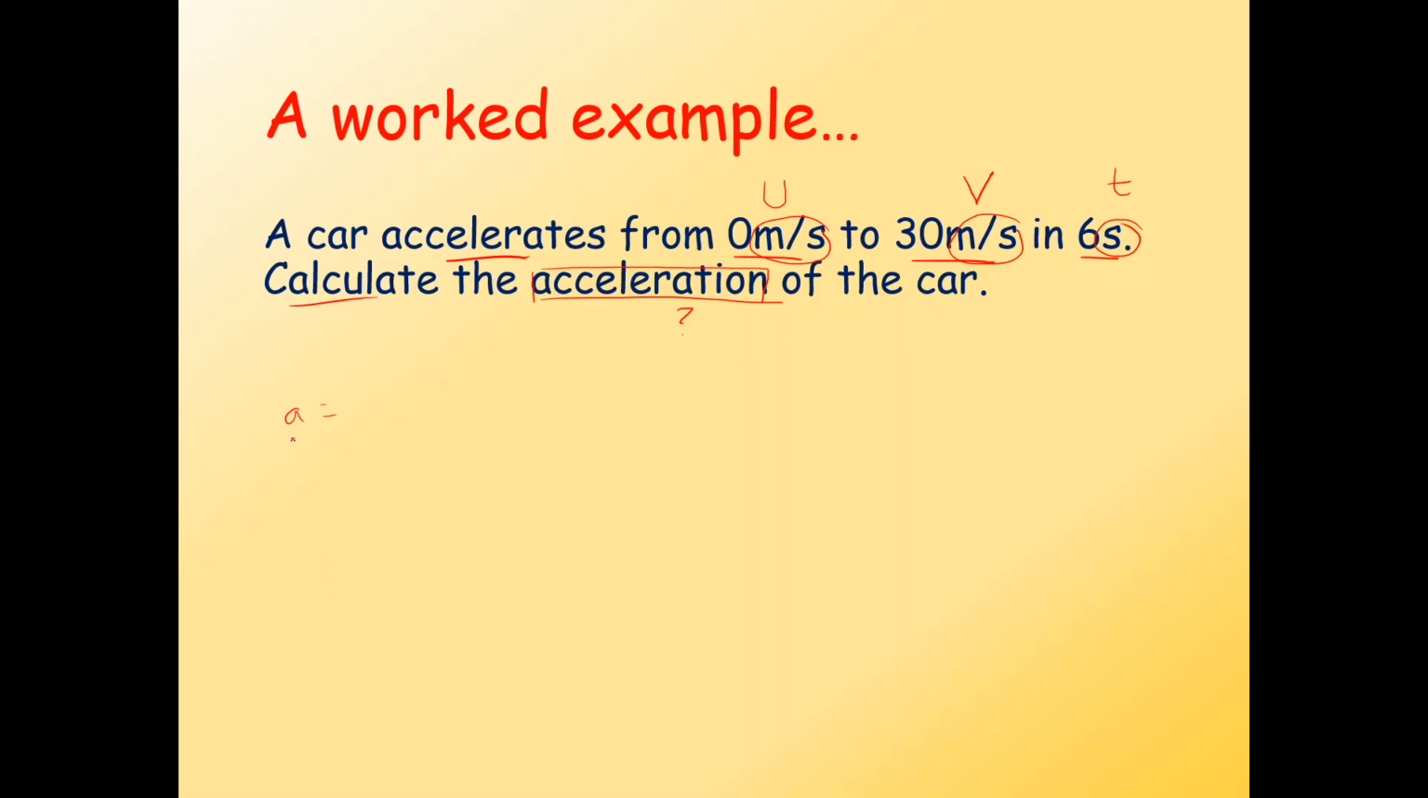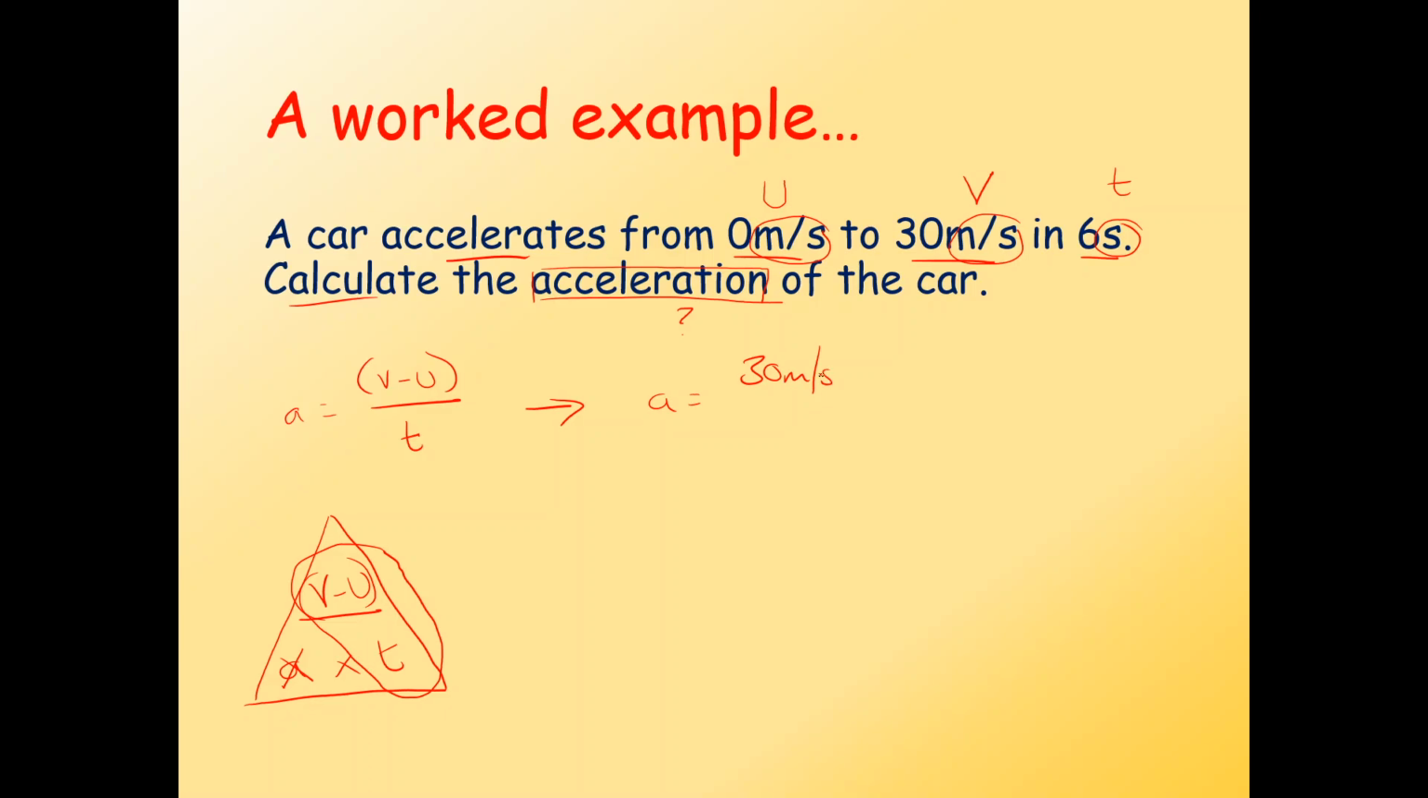Okay, so how do we work out acceleration? Let's look at our formula triangle. Okay, so we want to work out acceleration, so we cover that up, and what we're left with is this. So a equals (v - u) / t. Okay, let's substitute in the numbers we have up here. The final velocity we've seen is 30 meters per second, and our initial velocity was 0 meters per second. We'll have to work that out first, and then the time up here was 6 seconds.